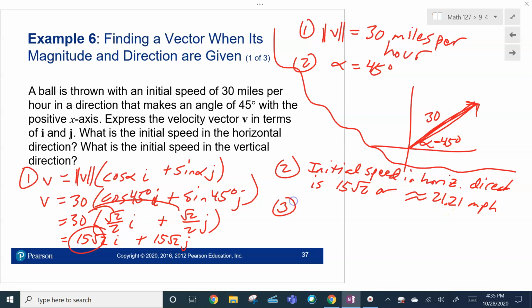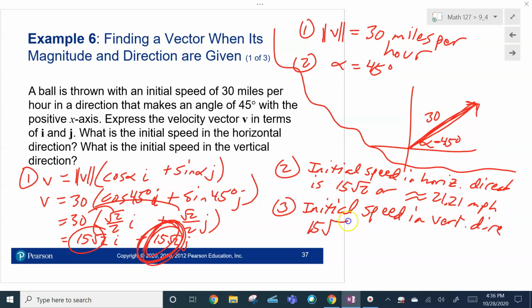Number three, the initial speed in the vertical direction. That's the vertical component to this thing. Again, that's the 15 root 2. It also happens to be 15 root 2, or 21.21 miles per hour, is the vertical component, so the initial speed in the vertical direction.